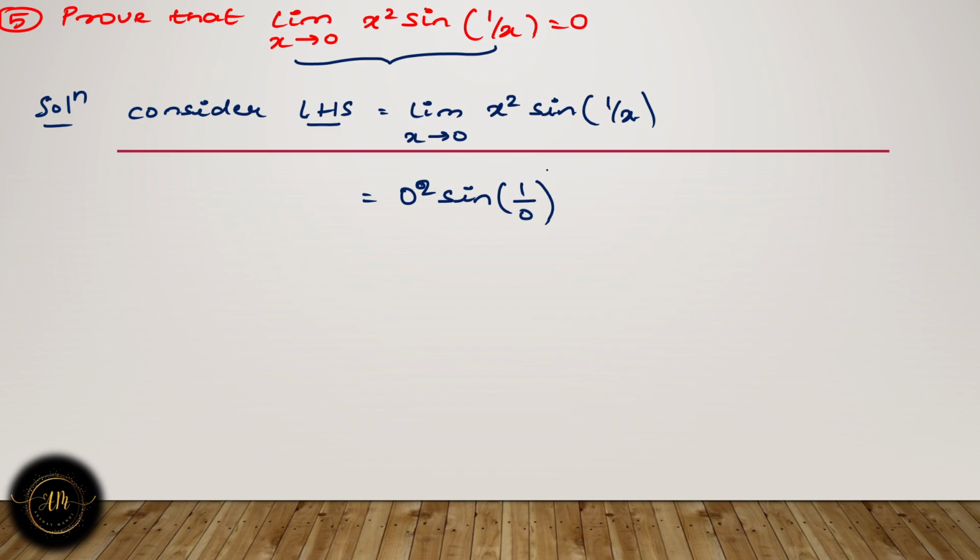Don't bother about this portion. 0 into any number is 0. Is it equal to our RHS? Yes, it is equal to our RHS. So very simple. Therefore, limit as x tends to 0, x square sine 1 by x is equal to 0.